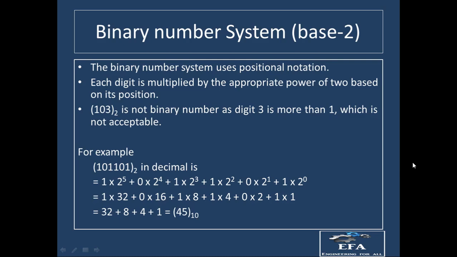So in this way we can represent a binary number in the form of a decimal number, and this is how the positions of each of the digits in the binary can be represented.